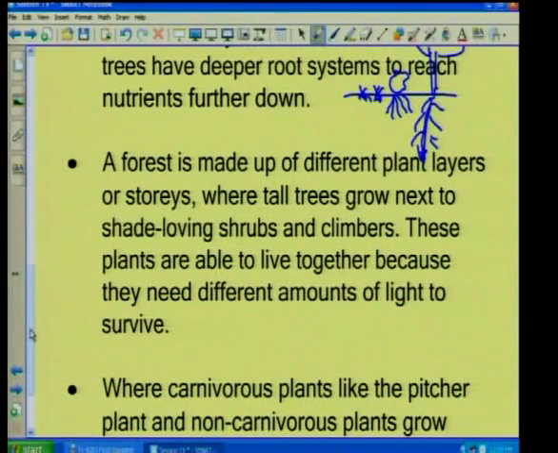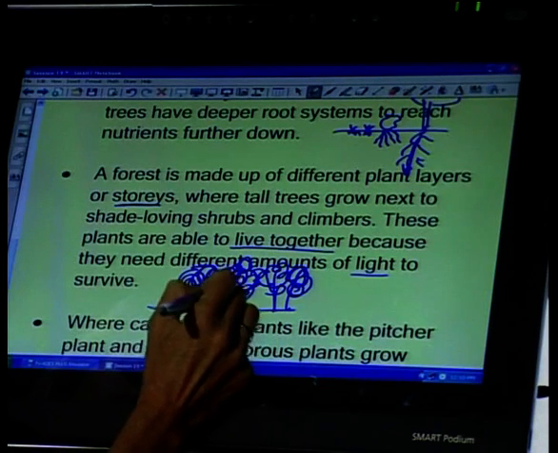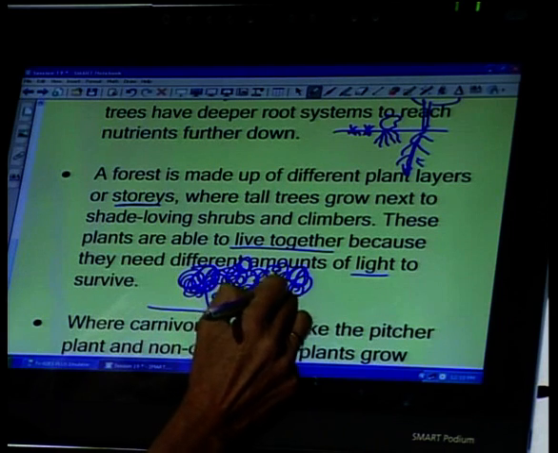Again, if we look at light, so here we've got, in a forest, different stories or different plant layers. Your tall trees are right at the top, and then you've got your shrubs down low, and then you've got your creepers. And these plants are all able to live together because they need different amounts of light to survive. So clearly, if I have a forest floor here, and I've got my trees, now these trees clearly need lots of light because as they grow up, they're growing towards light. But if you look down here, there's not a lot of light down here. So you're going to find your smaller shrubs growing in here, and those little shrubs are going to need less light.